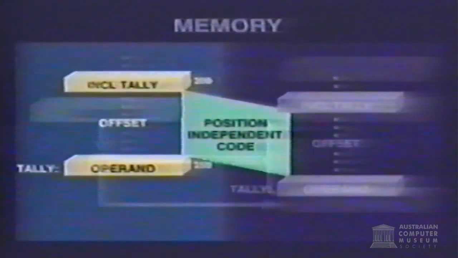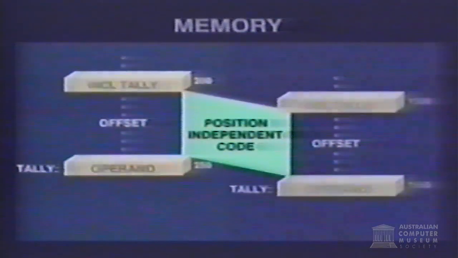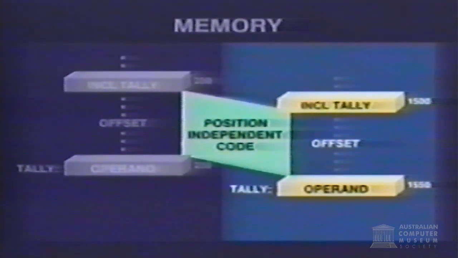The use of relative mode enables programmers to write position-independent code. That is, code which executes correctly no matter where it resides in memory. If the location of this increment instruction changes, the location of the operand tally moves along with it. Thus, the offset stays the same, regardless of where the instruction is stored in memory.